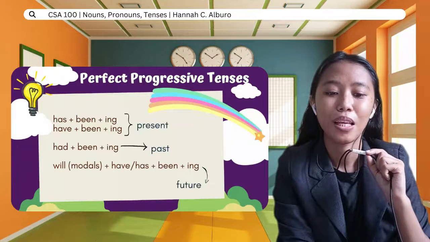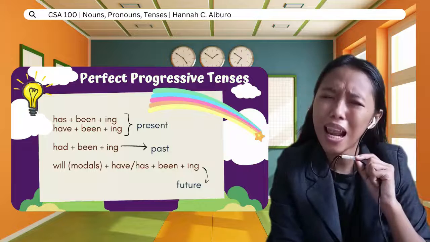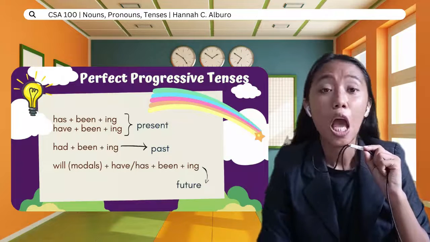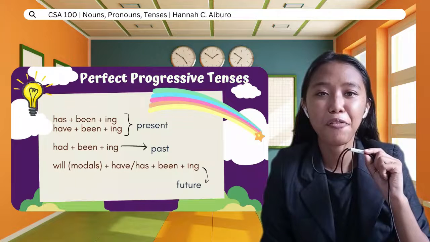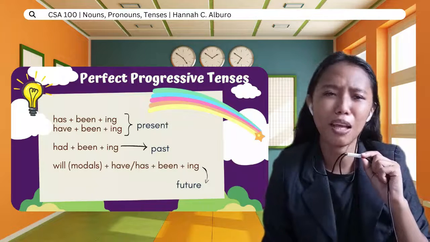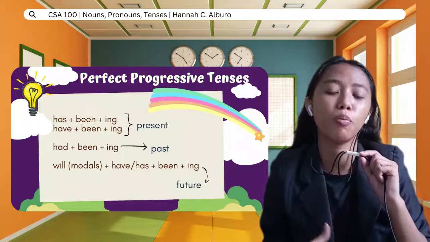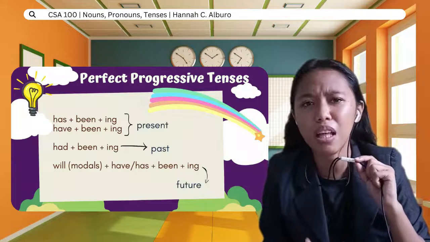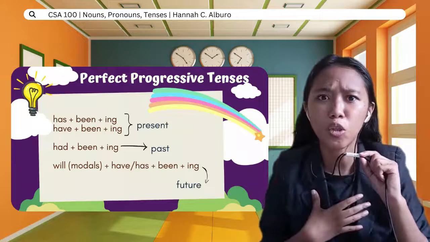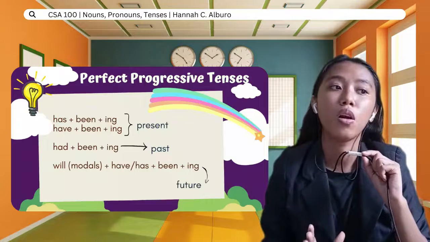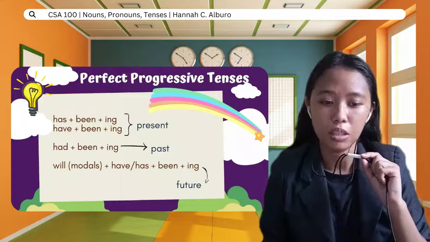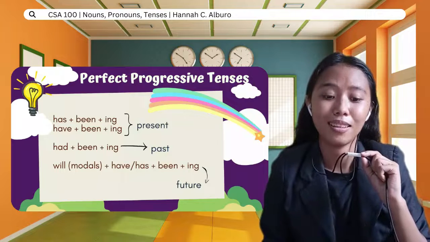Okay. So now let us move on to the last type of tenses, the perfect progressive tenses. I have here still the formula in order for you to not be confused, no? Because most of the time when we hear the tenses, it seems difficult. So here I have the formula to make it easier in identifying the tenses.